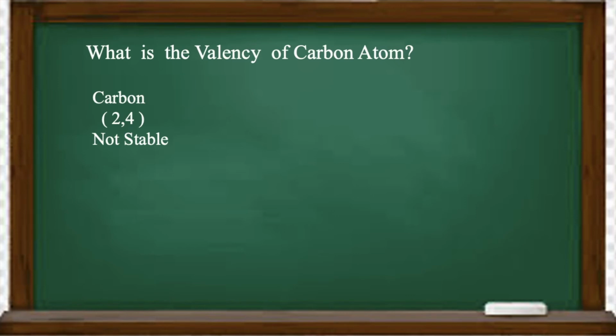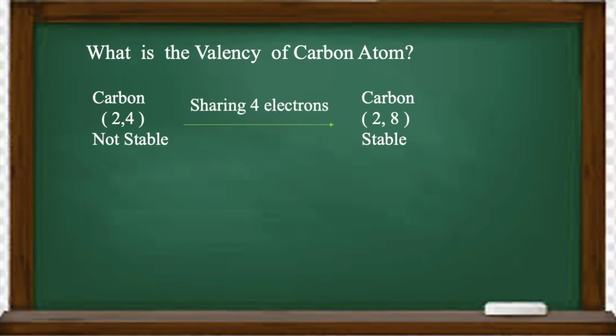But how will carbon achieve its octet? Let's see. Whenever an atom has 4 electrons in the outermost shell, it neither donates electrons nor accepts electrons. Then how do they form bonds? By sharing of electrons. Now carbon shares its 4 electrons with 4 other atoms. That's why carbon forms covalent compounds easily.